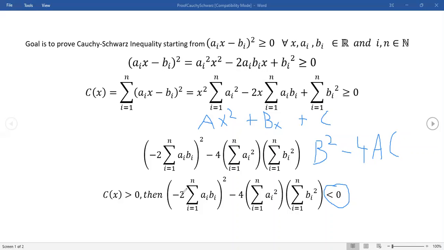Now notice I'm off the screen right here, but when you square this, you get 4. Now on the next screen, I'm just going to take this to the other side of the inequality, and we're going to have the Cauchy-Schwarz inequality. This will be 4, this will be 4 on the other side of the inequality. They will cancel, and you will have the Cauchy-Schwarz inequality. Let me clear out the drawings here, and let's move to the next screen.